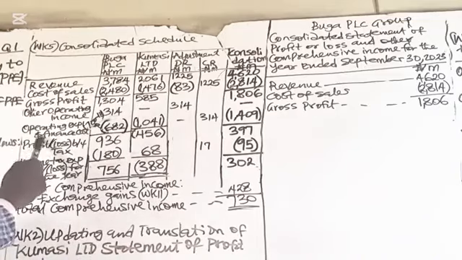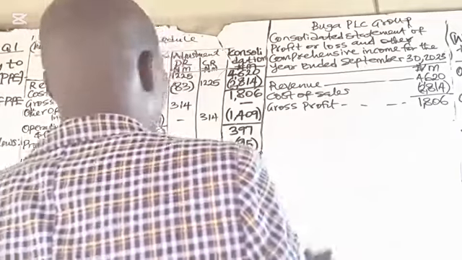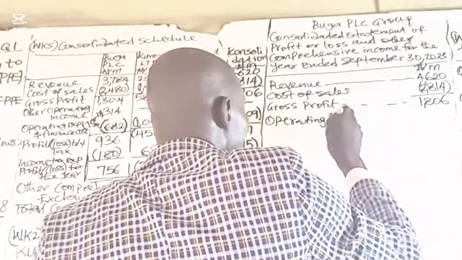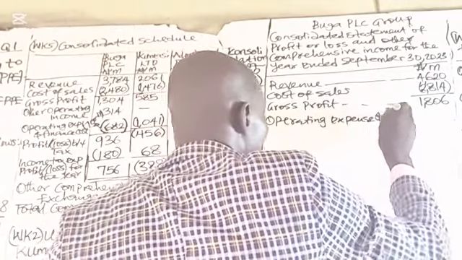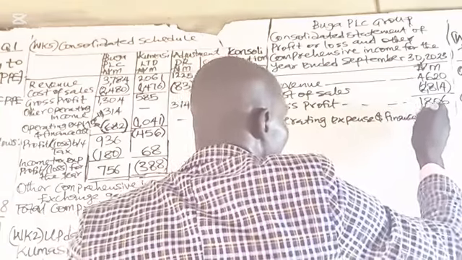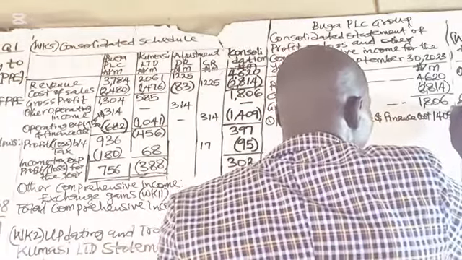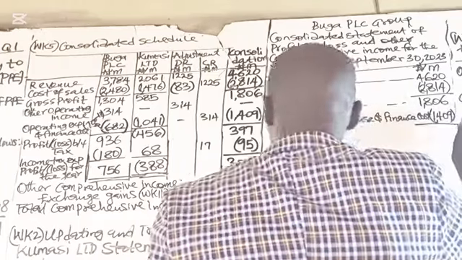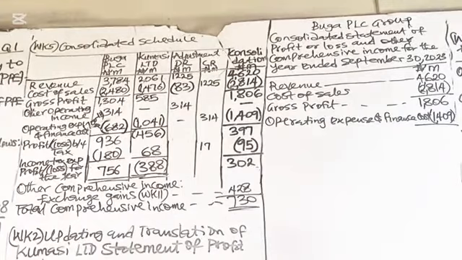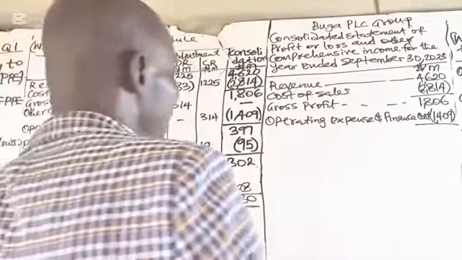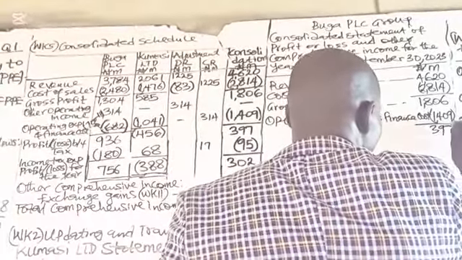Then we have operating expenses and finance cost, which is 1409. If you remove 1409 from 1806, then you arrive at profit or loss before tax, and that amounted to 397.